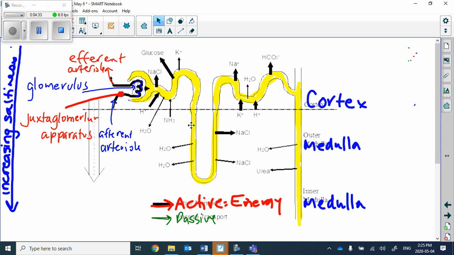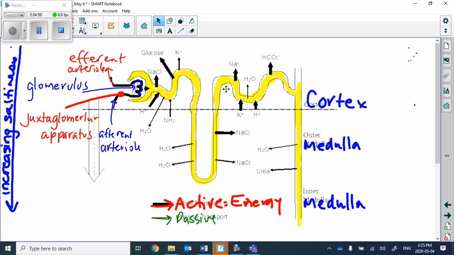Then we come down here, you'll notice this is the descending limb of the loop of Henle. Water is reabsorbed from that passively. The ascending limb over here, this part that goes up, is actually impermeable to water, so it reabsorbs salt, and that reabsorption of salt makes that increasing saltiness, makes that concentration gradient, and then the water just passively flows out after it.